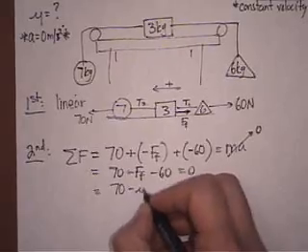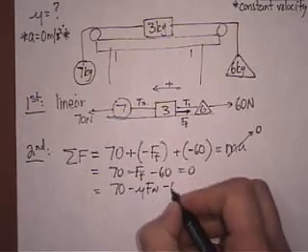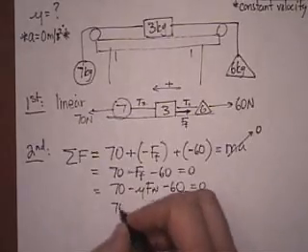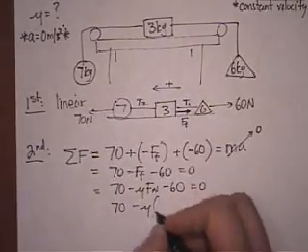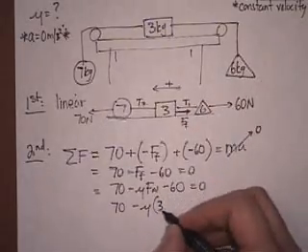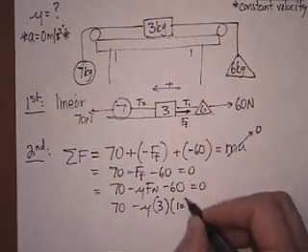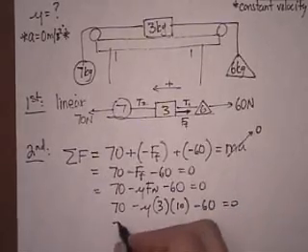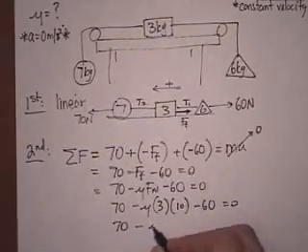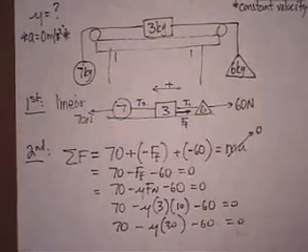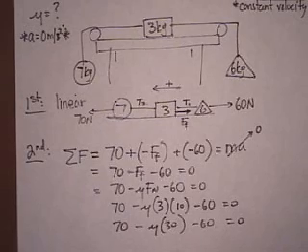70 minus mu Fn minus 60 equals 0. So 70 minus mu times the normal force, which is only going to be on the 3 kilogram object. So that's going to be 3 times 10, minus 60 equals 0. 70 minus mu times 30 minus 60 equals 0. I'm going to solve this all out now.